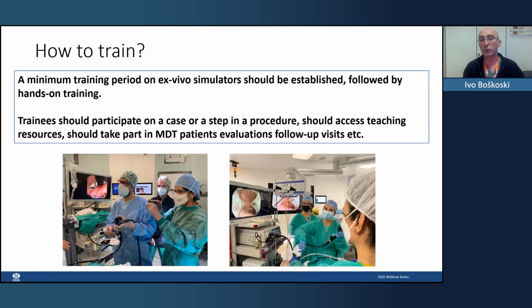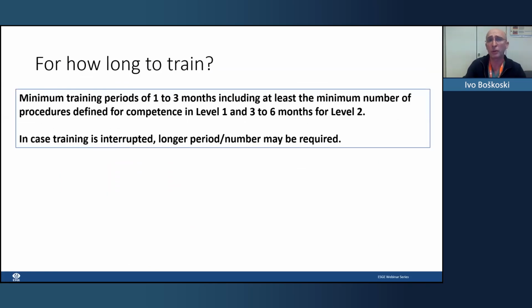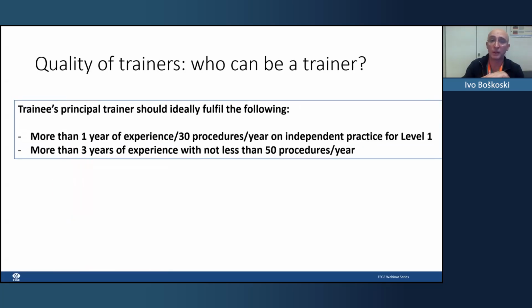Also, training between trainees, exchanging experience, we have seen is very important during the training periods. So for how long to train again? The minimum training period is 1 to 3 months, including at least the minimum number of procedures defined for competence, for level 1, and 3 to 6 months for level 2. In case the training is interrupted, a longer period or more procedures should be required, but this is the same for any kind of training, for ERCP, endoscopic ultrasound, and so on.